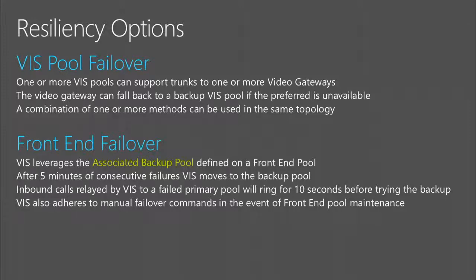Viz is always paired to its front end, so there's nothing different there. If this is already configured when you introduce Viz into your environment, you're already covered for pool failover. And there's some stuff in TechNet that talks about, if it's 5 minutes of consecutive failures, then it'll flip over and then do a heartbeat check and go, all right, the original pool's back online. I'm going to start using that as my primary. And you can fail over Viz manually if you need to do any sort of maintenance, just like you would on other pools.